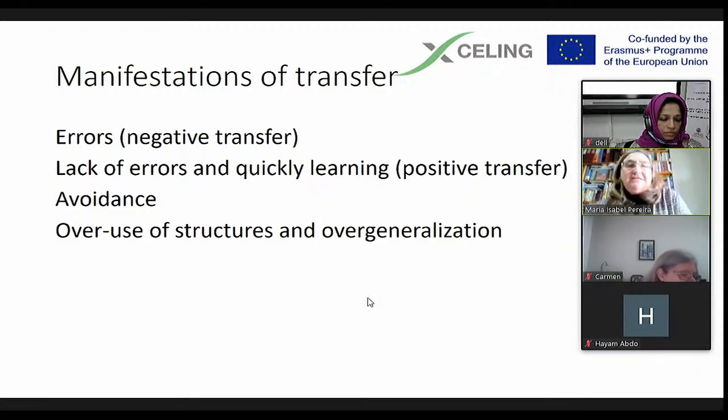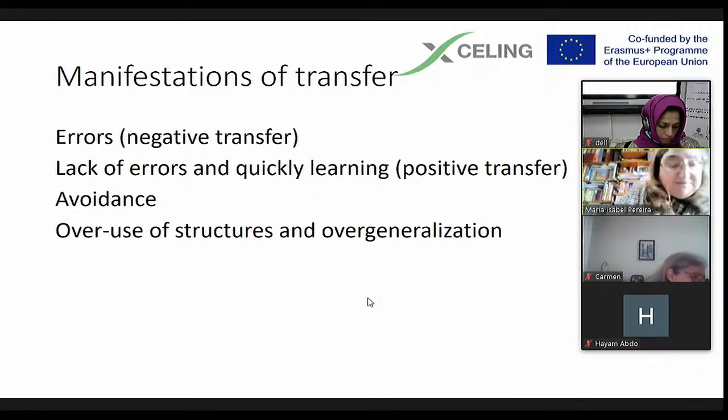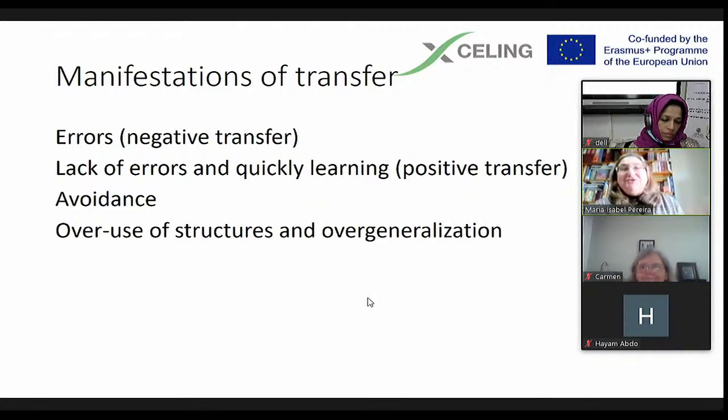And it's just in that case that we can talk of avoidance as a manifestation of transfer. If you don't know a structure, you don't avoid it. You just don't use it because you don't know it. To talk about avoidance, you have to know something about it. But you have the perception, wrong or right, that you don't know enough to use that structure.